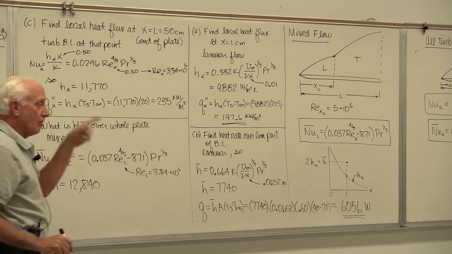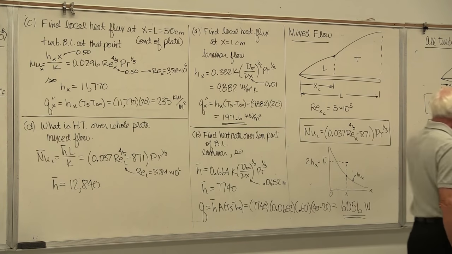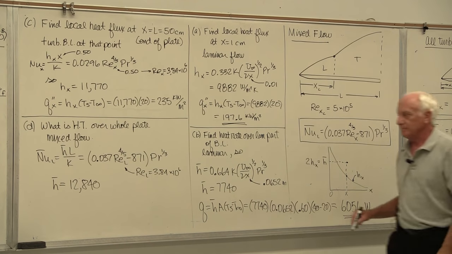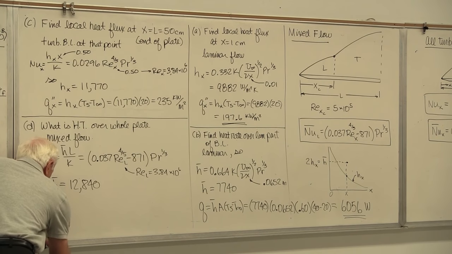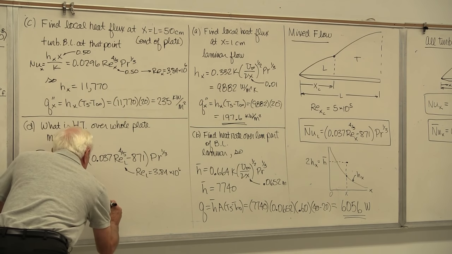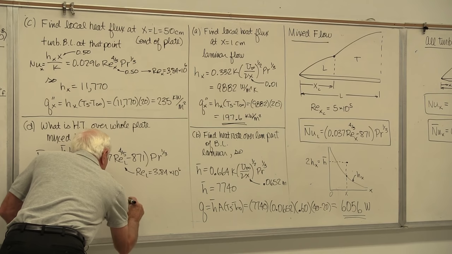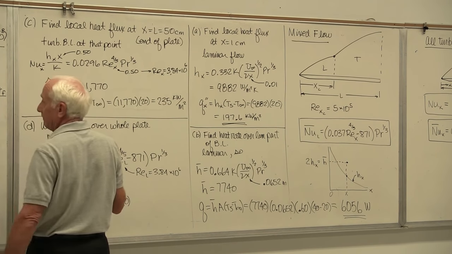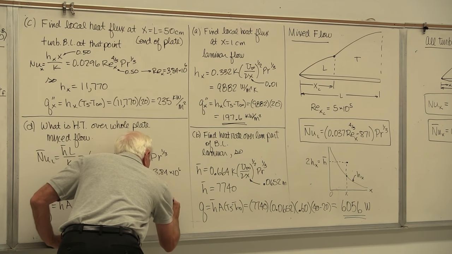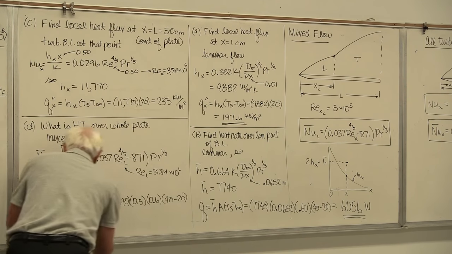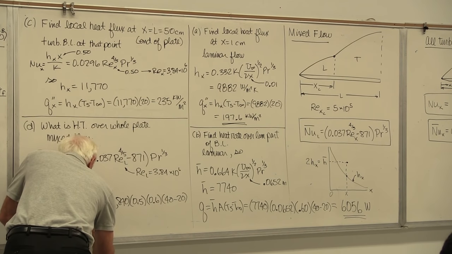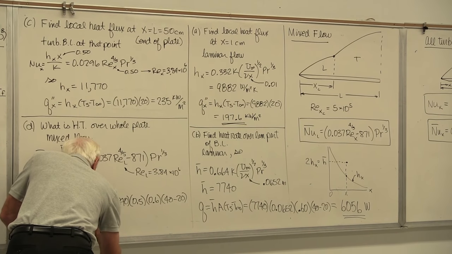Now I want the heat transfer. Go to your two Q equations. Pick out the one you want. Do you want heat flux? No. I want heat transfer in watts. There it is. Q equals h bar A (T_s minus T infinity). The area now, how long is the plate? 50 centimeters. What's its width? 60 centimeters. Total heat transfer over the whole plate, 77,040 watts. I'll just say 77.0 kilowatts.